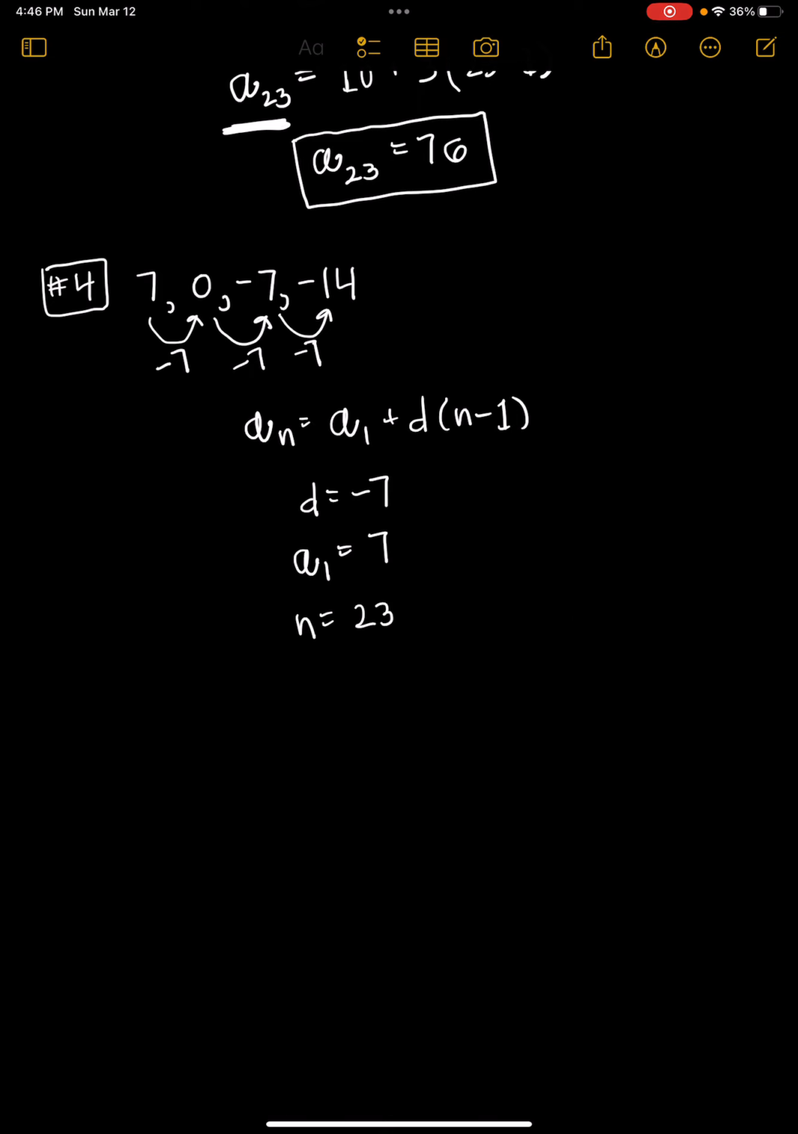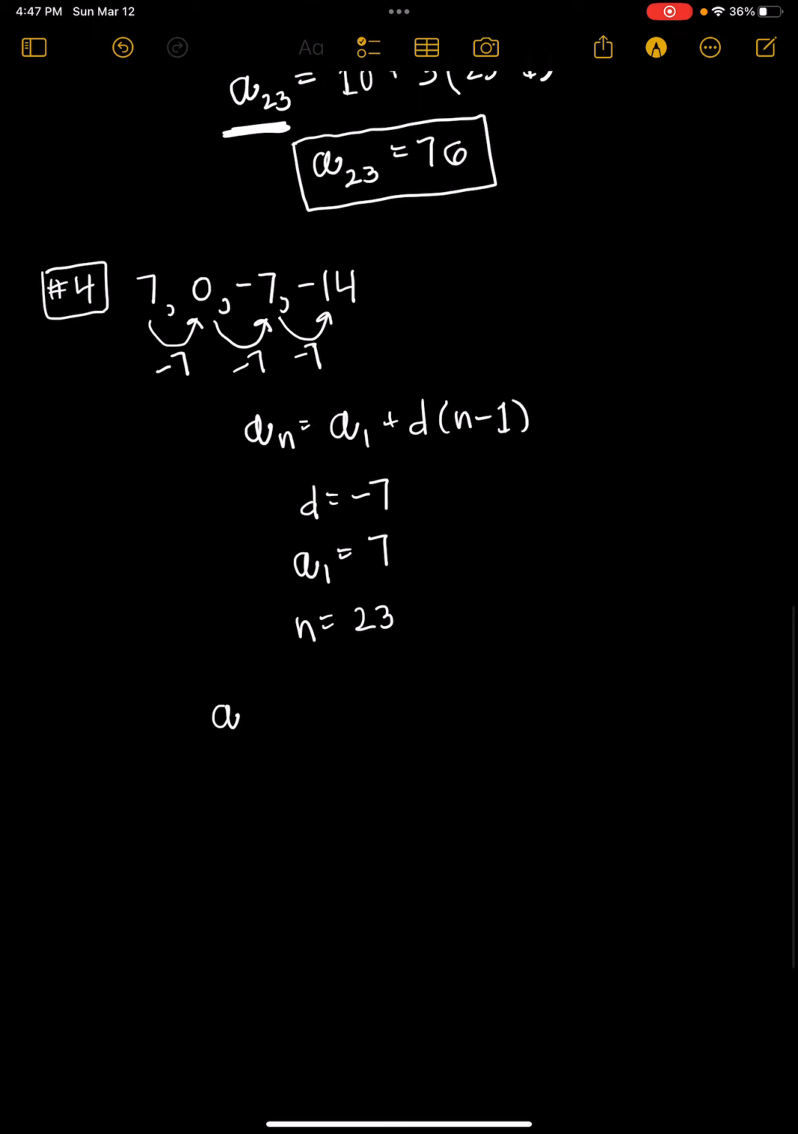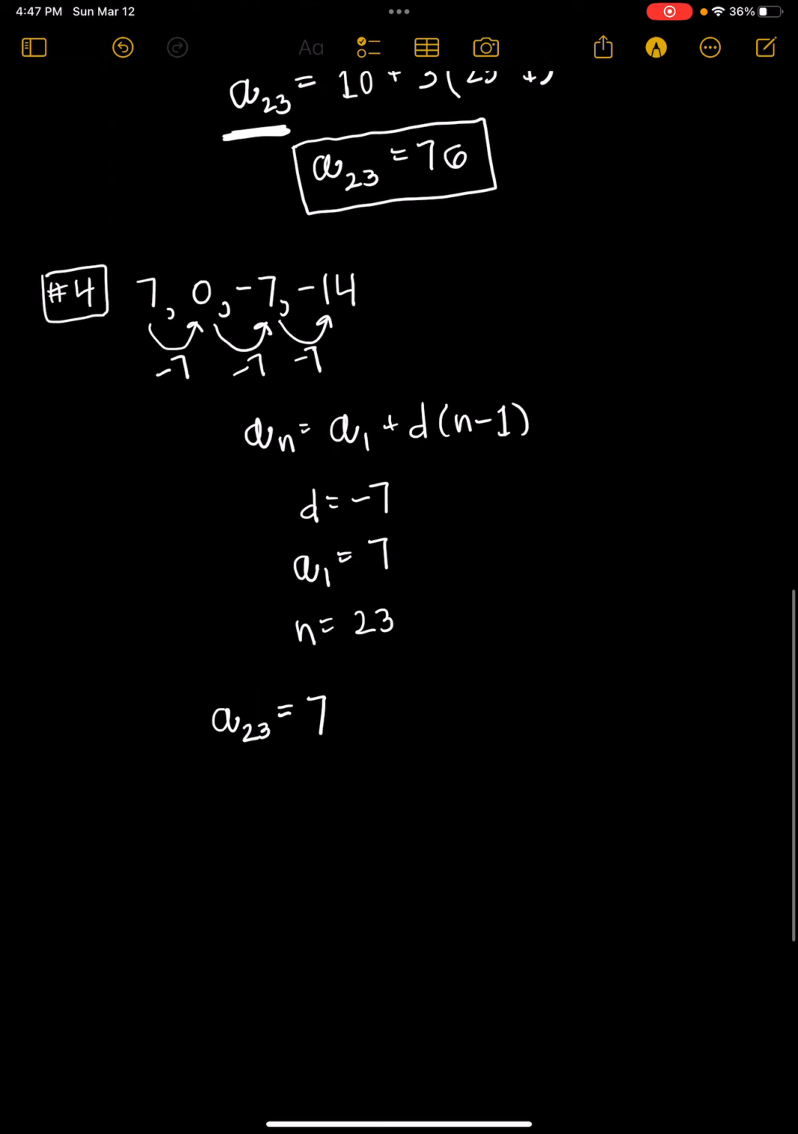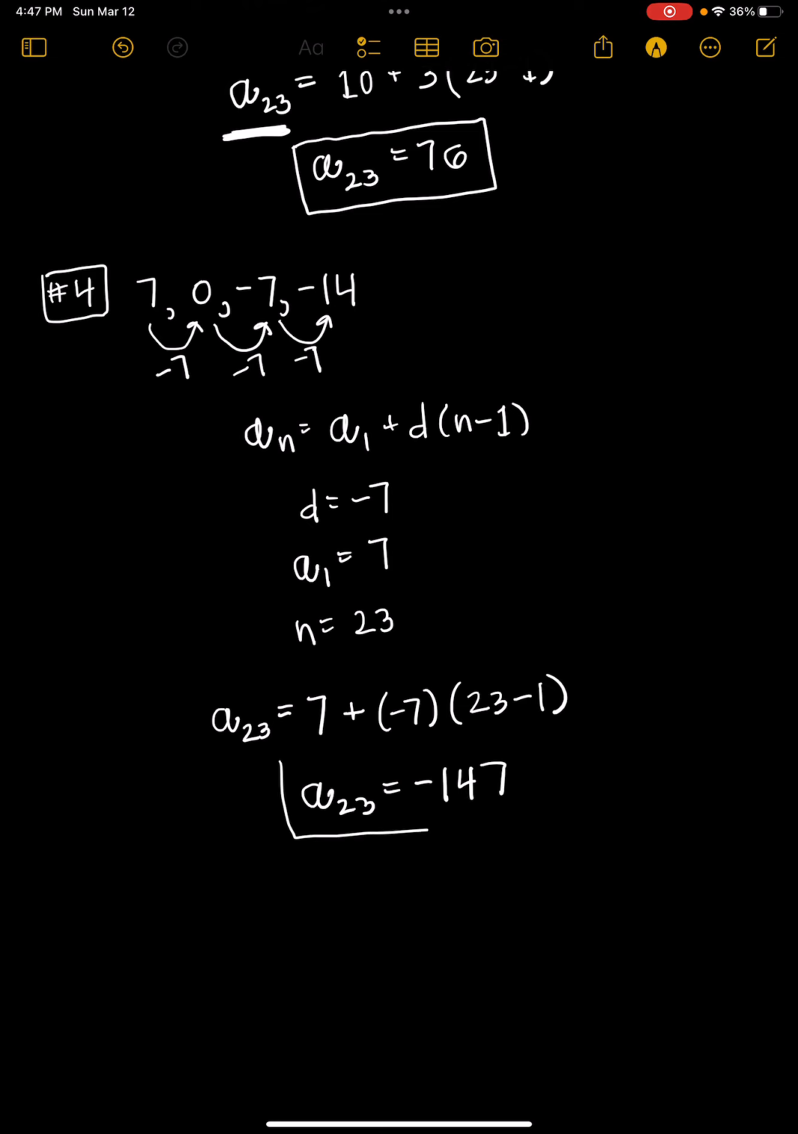So now that I want to find the 23rd term, I'm going to plug everything into my formula, which gives me a sub 23 is equal to my first term, which we decided was 7, plus d, which is -7, and then n minus 1 would give me 23 minus 1. Okay, so now I'm going to plug that into a calculator, which gives me that the 23rd term is -147. And there we have it. This is how we deal with arithmetic sequences.